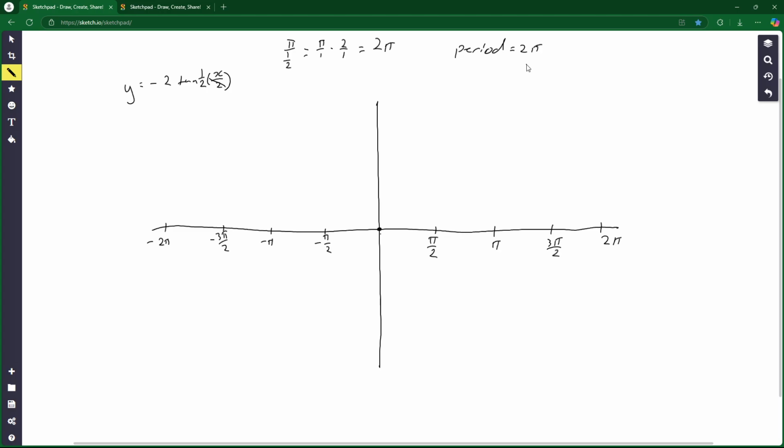And then if we want to find our vertical asymptotes, okay, so it is going to be pi over 2 over 1 over 2.